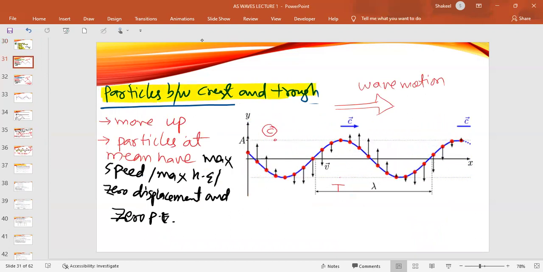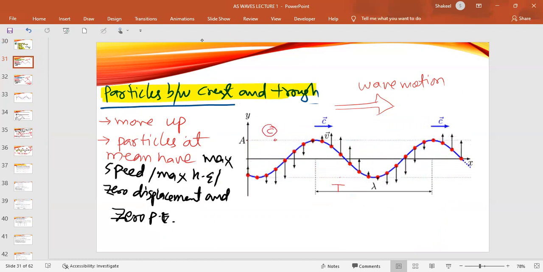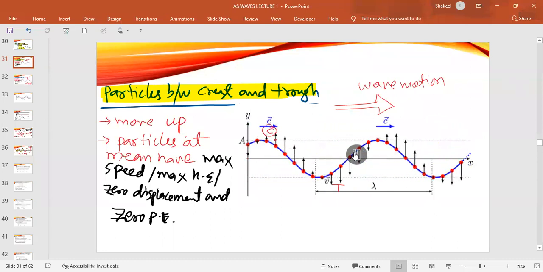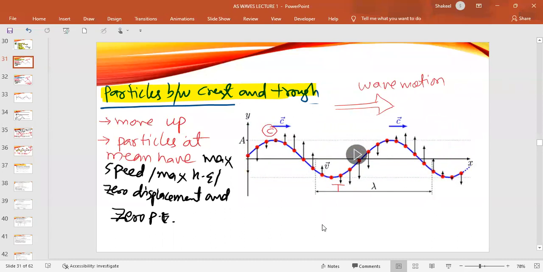Okay. Now these are particles between crest and trough. आपने crest का भी देख लिया कि वो highest point पे, trough lowest point पे और ये temporary rest पे. अब let's see कि what will happen to the particles between crest and trough. So you can see here that the particles which are between this crest and this trough, which I am labeling with yellow, they are moving up. And particles at the mean position have maximum speed and maximum kinetic energy, and then they have zero displacement and zero potential energy. So the particle which is passing from the mean line, which I am going to highlight, is actually this one.